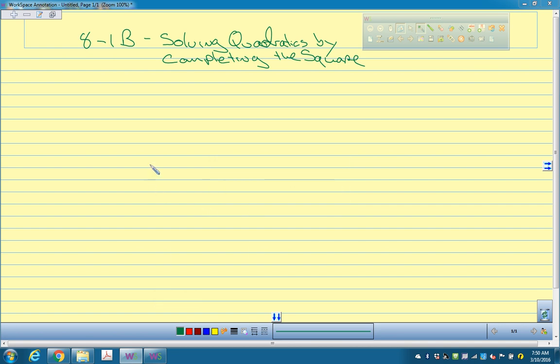Completing the square is a way to solve any quadratic equation, not just the ones that look like the ones we've been solving. Like if you have x squared equals 9, that's a pretty easy one to solve, right? You just take the square root of both sides. But if you see something like x squared plus 4x equals 9, you can't just square root that and get something nice and neat.